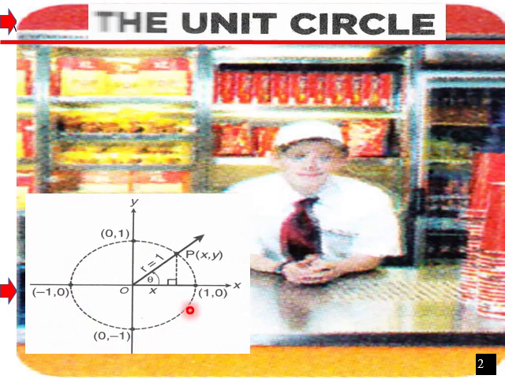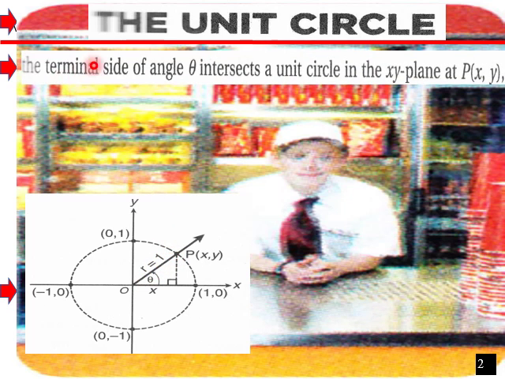Here's a unit circle. Here is your unit of 1, on what's called the terminal side of angle theta. This is a right angle from the x-axis up to this point on your hypotenuse, and your r equals 1. This is 1 unit. The terminal side of angle theta intersects the unit circle in the xy plane at point xy.